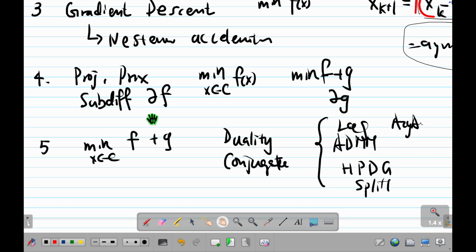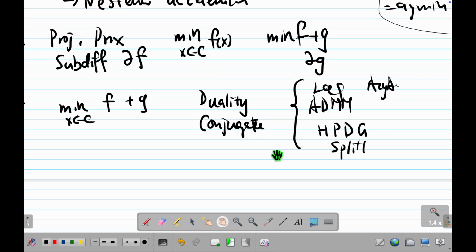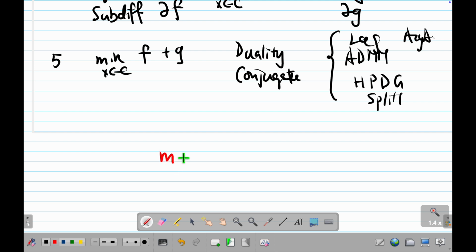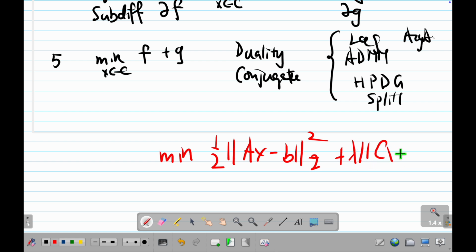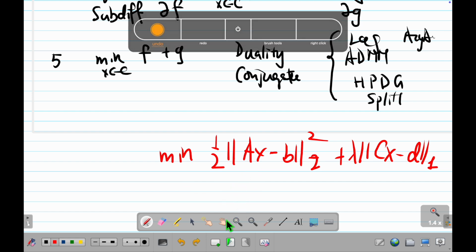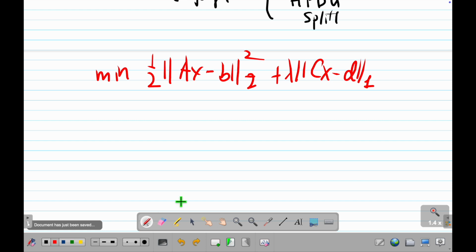Okay? And then after that, we have constraint and non-smooth. Then what about constraint and non-smooth at the same time? Then we talk about duality and splitting. So this is the idea. For example, minimize the 2-norm of Ax minus b plus lambda times the 1-norm of Cx minus d, subject to x. How do you solve this? So this is the original problem. Then you can solve it like this. This is on x, right?